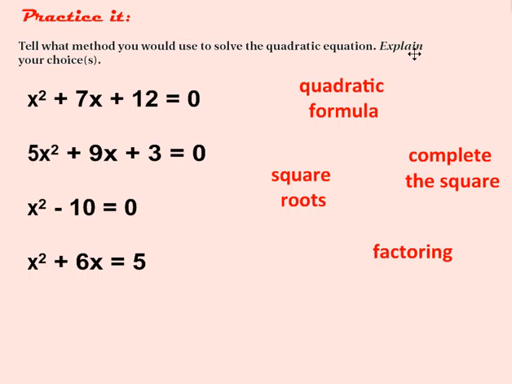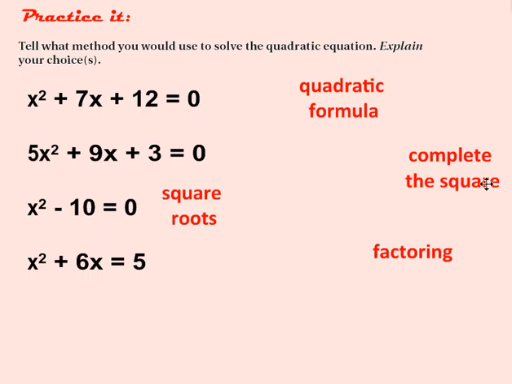Now that you've had a chance to discuss, let's go ahead and take a look at what each one would be best suited for. Let's start off with the one that doesn't have a b term at all. The one with no b term, this third one, that's ideal for square roots. You just add 10, take a square root, stick a plus minus in front of it, and you're done.